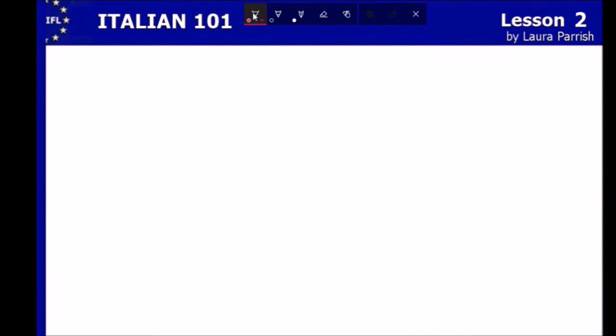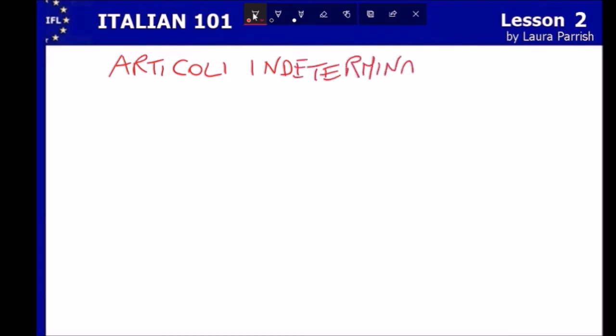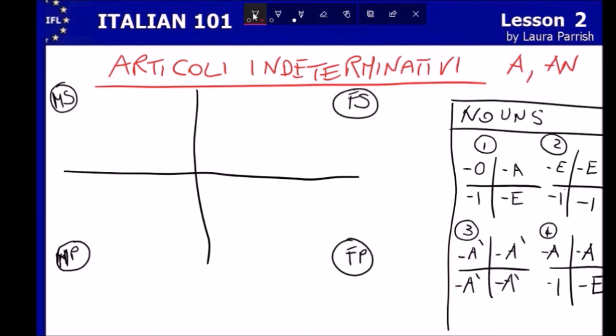So now let's go with articoli indeterminativi. And we saw that articoli indeterminativi are a and an in English. Okay, so here we are writing the masculine singular article, we have two: un, and we have uno and un. We have two, one and two.